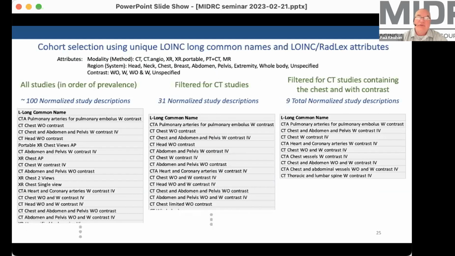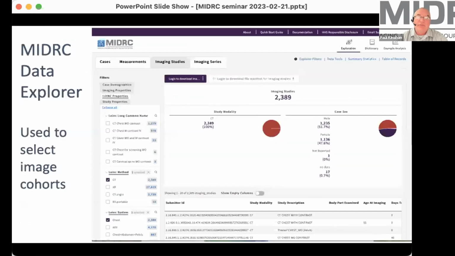We also have the attributes, and so we could talk about whether on the left we have a series of LOINC codes. Just here's 100, for example. Then we can filter out just the CT studies, and then finally we can filter out the ones that are CT and with contrast in the chest. And so that's the way the attributes is a separate table that allows us to do filtering for the cohort selection. This is the Data Explorer.